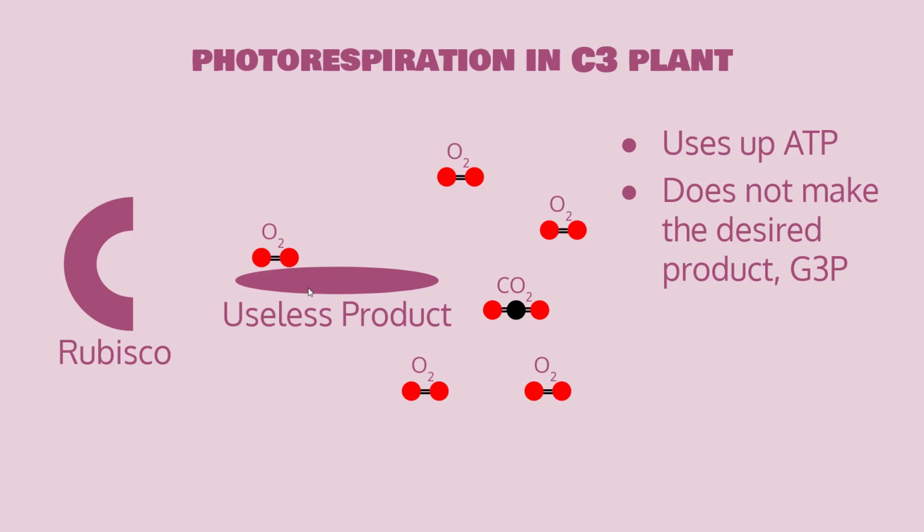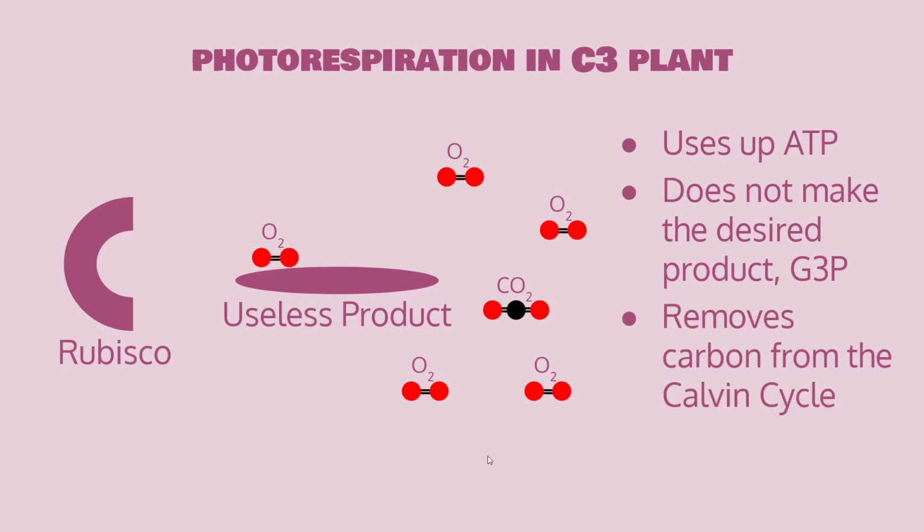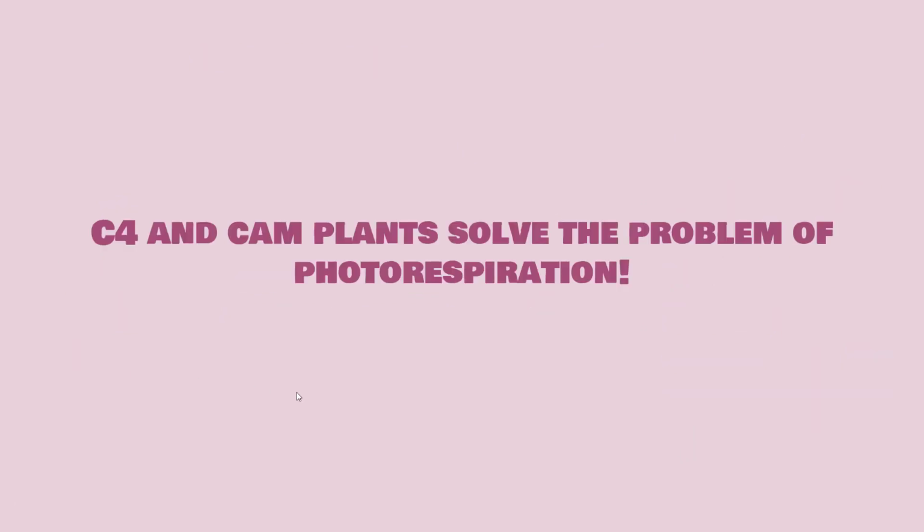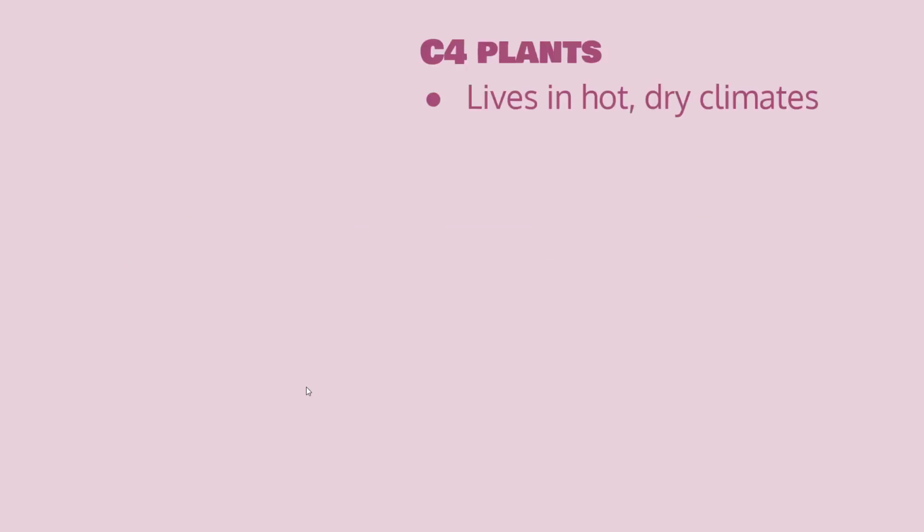And the rest of this compound ends up being disposed of, which requires energy. And finally, when the piece is disposed of, it removes some of the carbon from the Calvin cycle. So we're going to have to fix even more carbon dioxide to make up for that lost carbon. So as you can see, photorespiration is not good, but C4 and CAM plants actually solve the problem by adapting their method of photosynthesis. Let's discuss the C4 plants first.